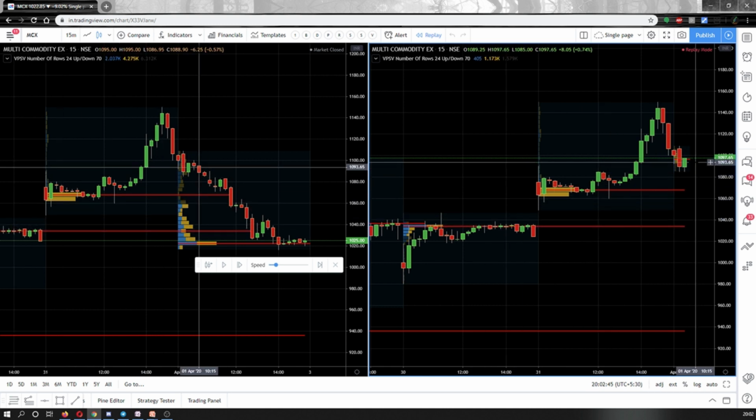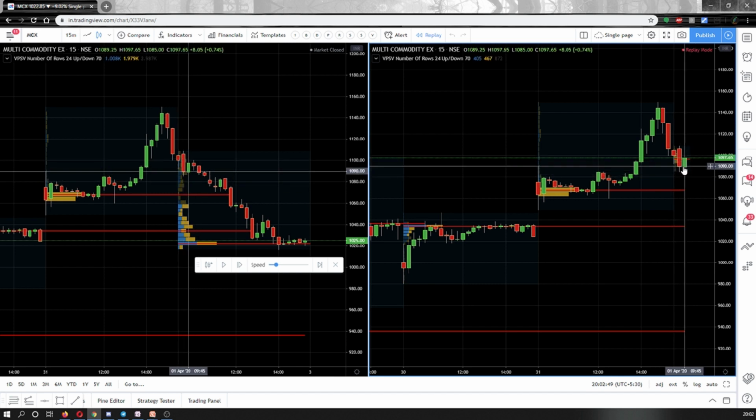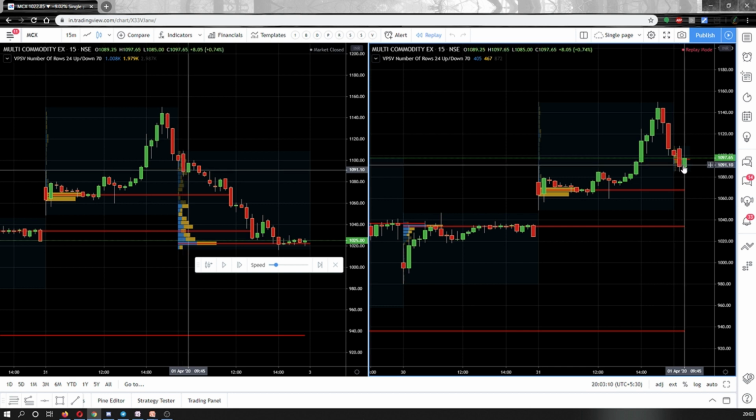Now if I explain it on the charts, what I understand from the chart here is that the 9:30 candle closed below today's POC line, which tells me that I can initiate a short position in MCX once the 9:30 candle is over. So the 9:30 candle got over, and this is the candle where I should take the entry.